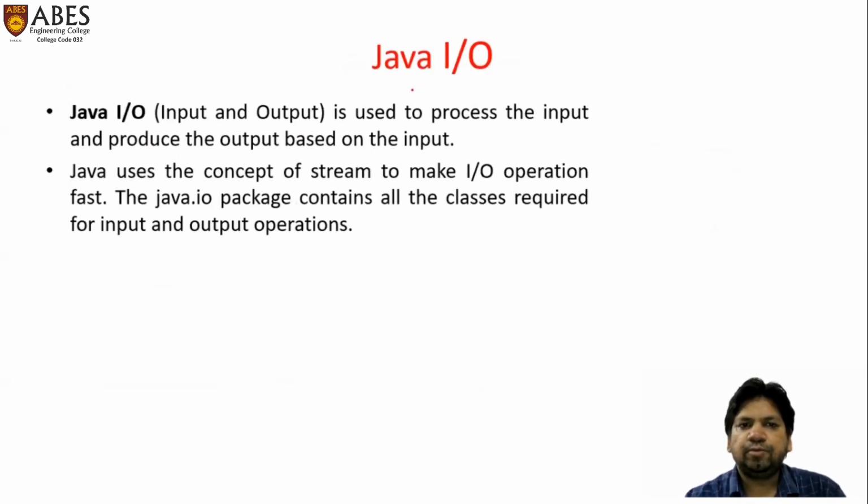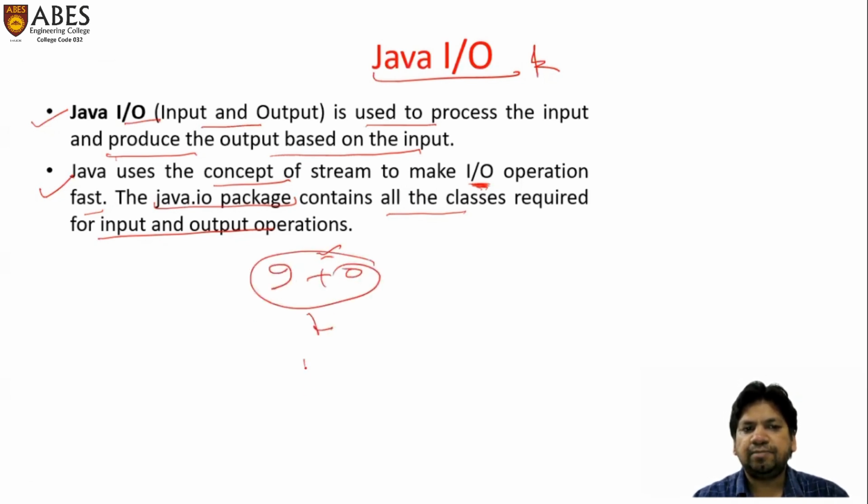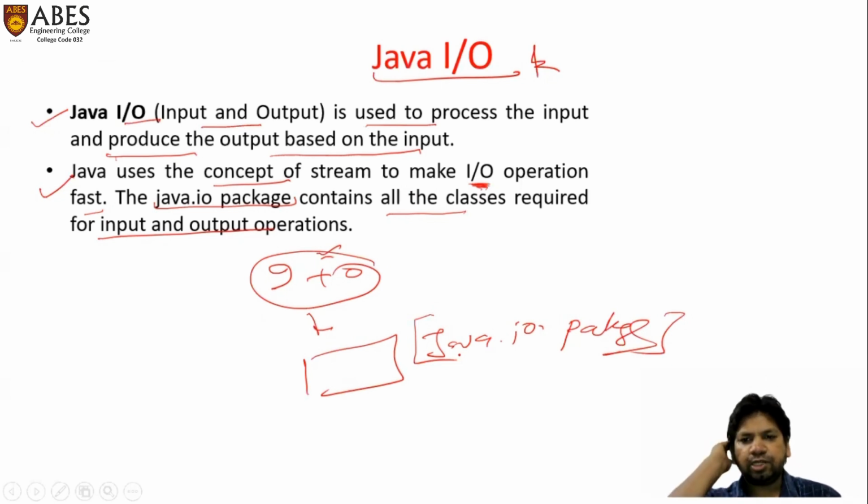Java input output, an important topic, a basic part. Java input and output is used to process the input and produce the output based on the input. Java uses the concept of streams to make input output operations fast. The Java input output package contains all the classes required for input and output operations. Means whether it is input work or output work, they are all in the package. This is called the java.io package, containing all the classes required for input and output operations.